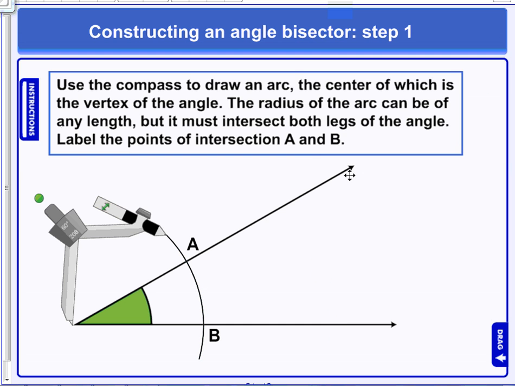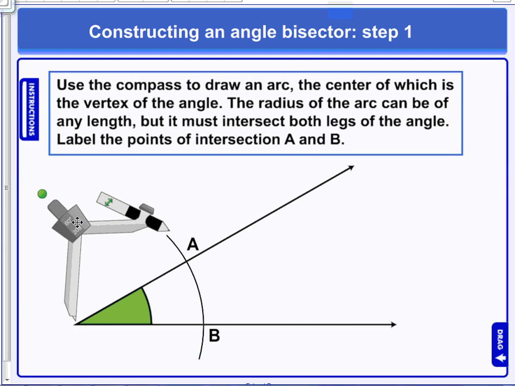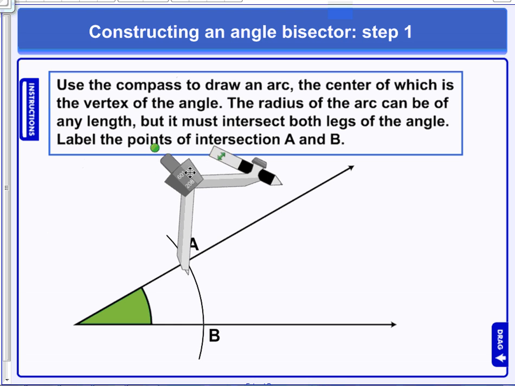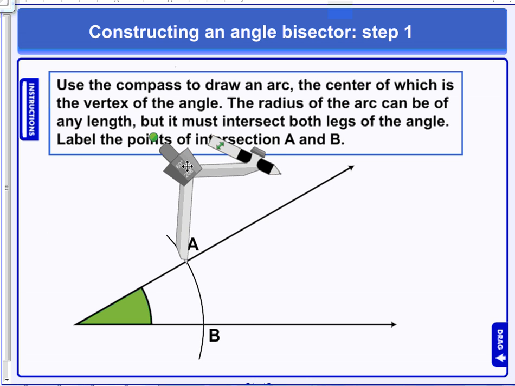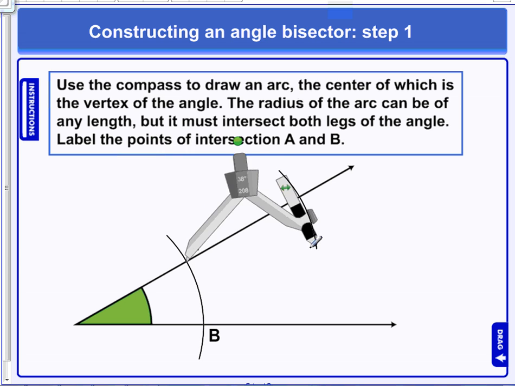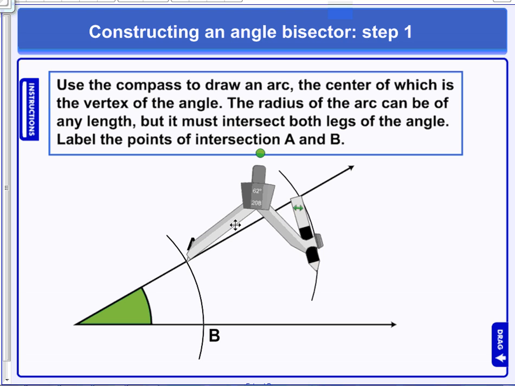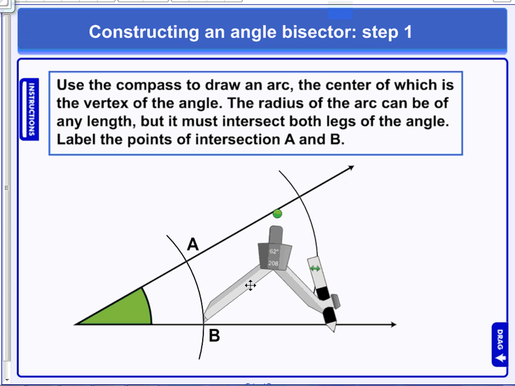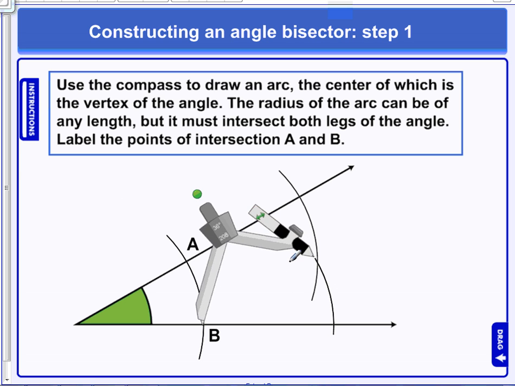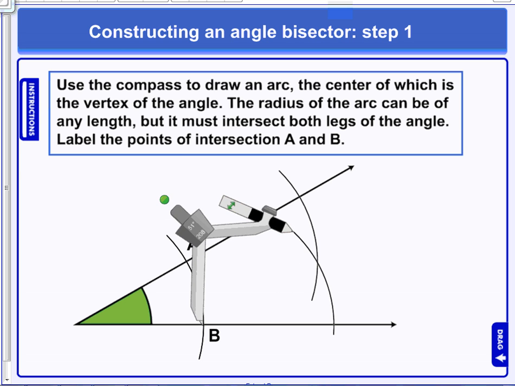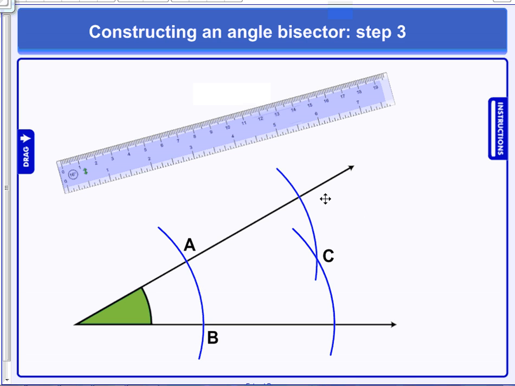The next step is to take this same length, and from point A, draw an arc right here, and then take it over to B and draw an arc right here. So your end result should look like this. You should have 1, 2, 3 arcs.